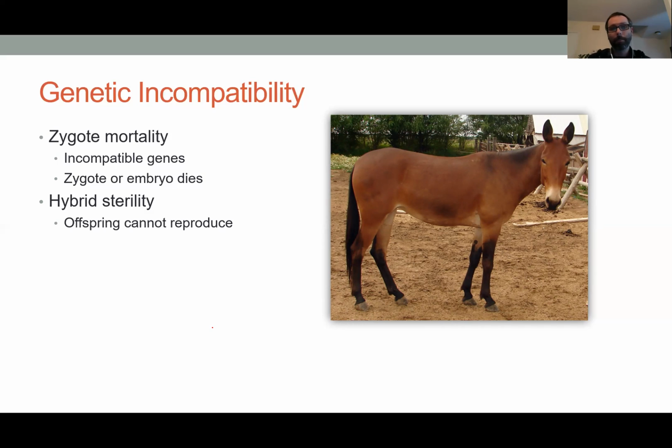Mules are sterile because of the way the genetics work from the half horse, half donkey genes. When the mule tries to make its sperm or eggs, the sperm are basically broken or the eggs are broken. They don't work right, and so you can't have a baby, right? So this is what keeps the horses and the donkeys from merging into the same species, right? If they could make babies, then you would get lots of mules out there, but they stay as horse and donkey because of this hybrid sterility, is what it's called.